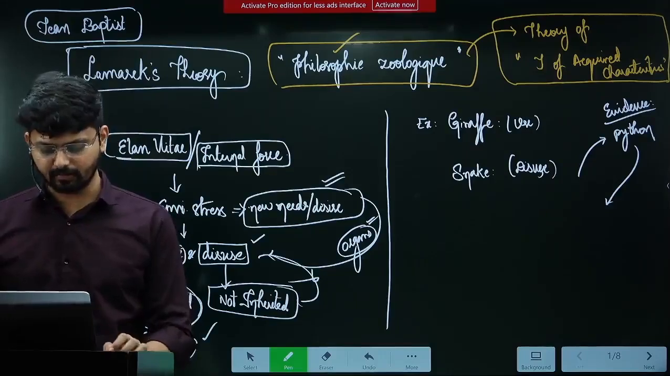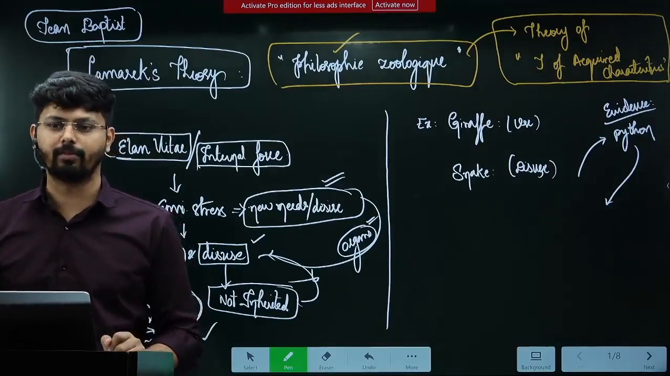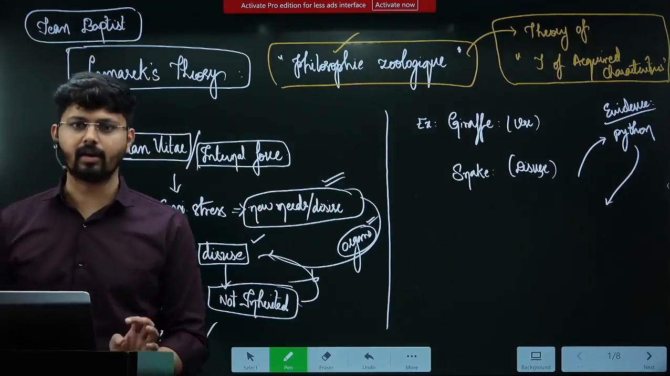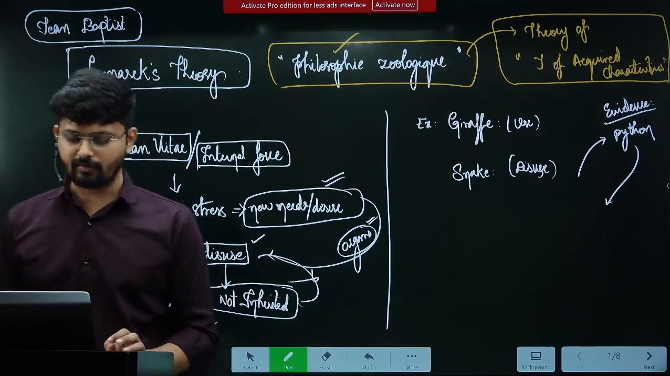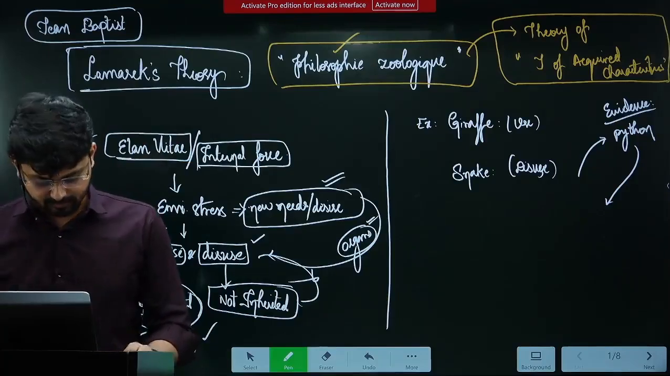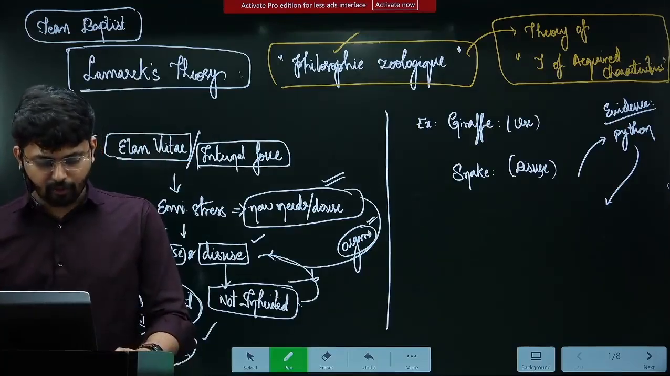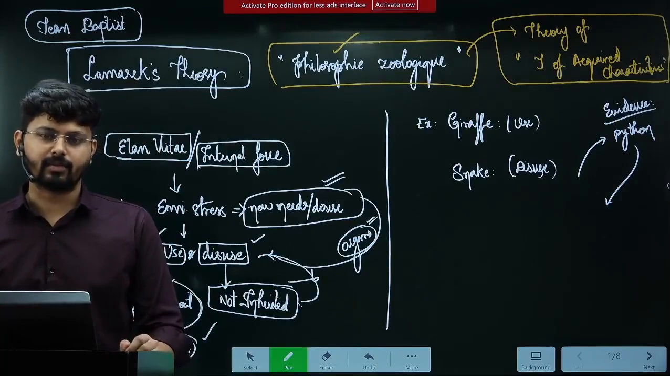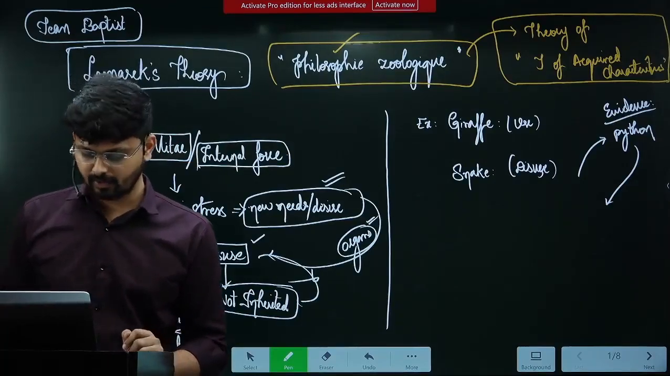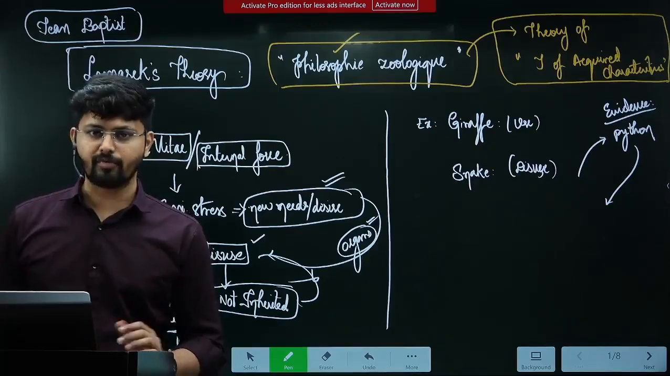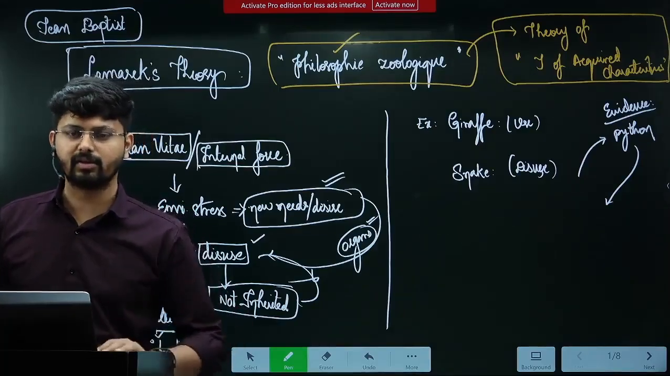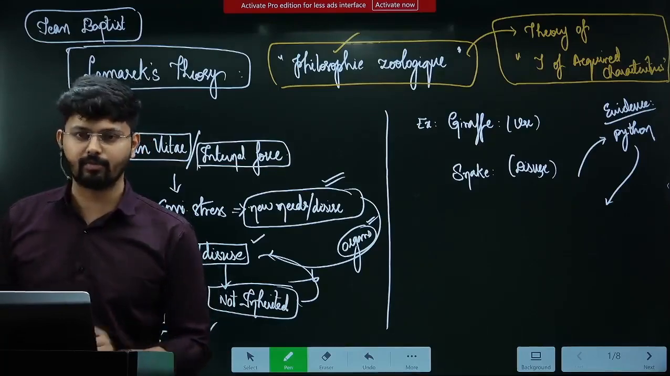This resulted in the evolution of modern giraffe. Write one more example, I'll explain after this. Evolution of modern snakes. Okay, this is the example for disuse. Previously that was the example for use. Now see the example for disuse.